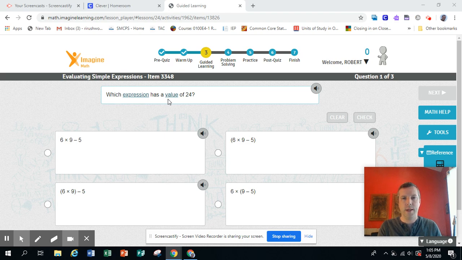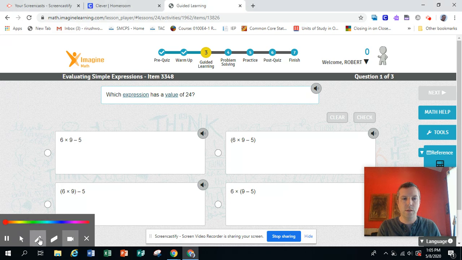Which expression has a value of 24? So these are expressions. They are number sentences with no equal sign. And when we find the value of an expression, we're basically just finding the answer. We have to do all the calculations here and do the math.